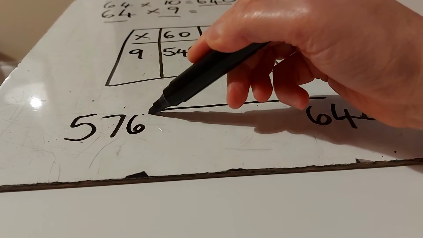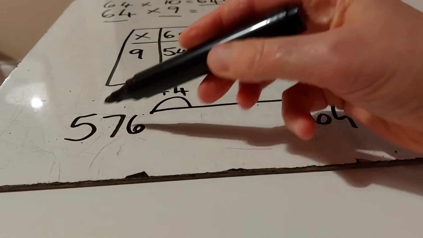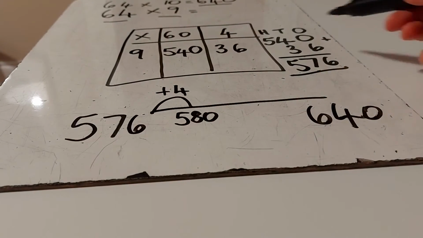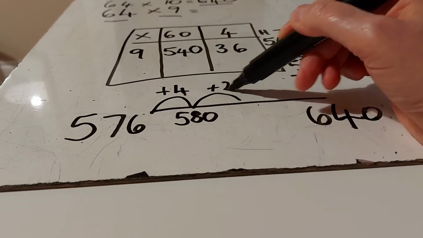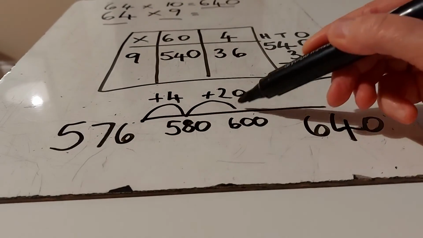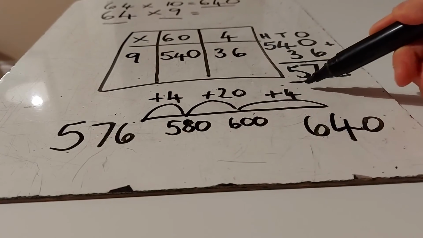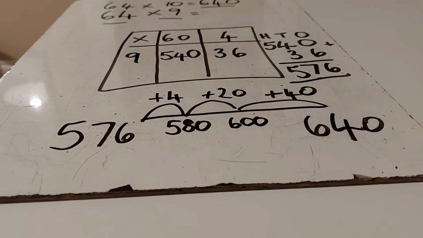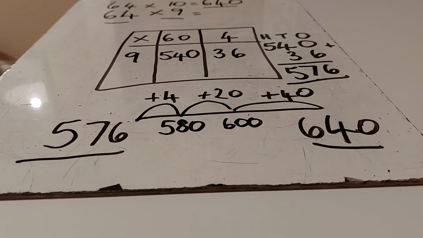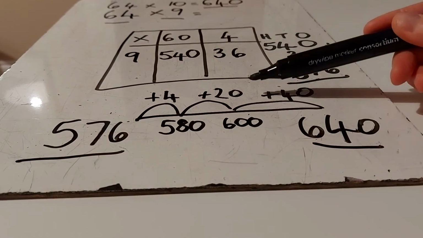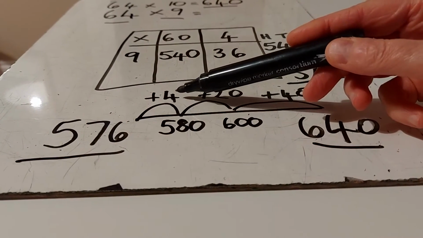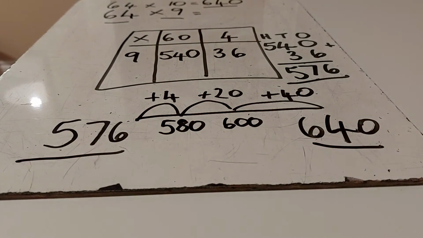So let's see, we could add 4 to get to 580. Okay, we could add 20 to get to the next multiple of 100, which is 600, and we can add 40. Altogether, let's see what we've added to get from 576 to 640 to work out the difference. 40 add 20 is 60. 60 add 4 is 64. Did you notice anything?